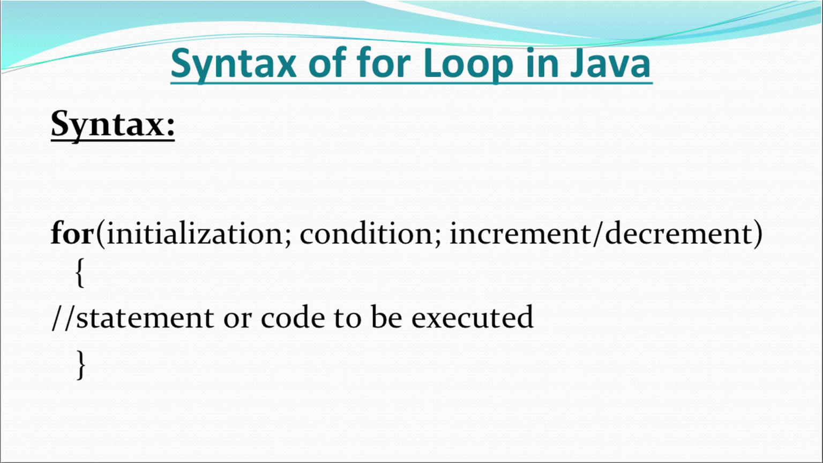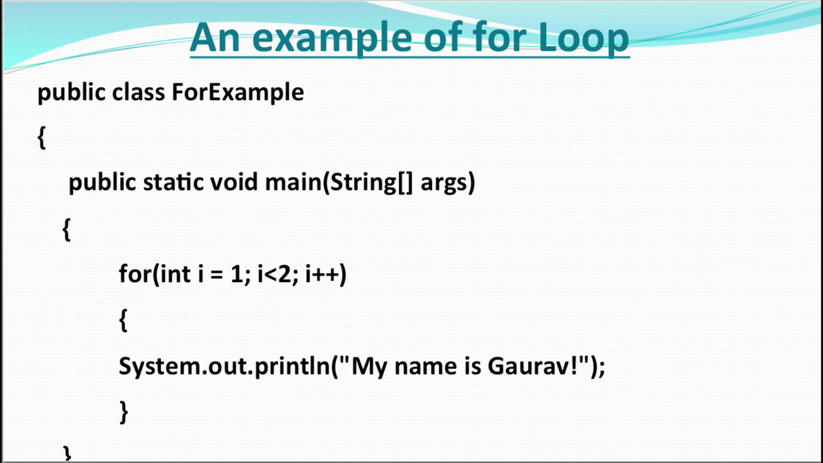All these three parts will be separated by semicolons. Semicolons show that there are three parts in this for loop, right? After that, in this for loop, we can see that there are curly braces. Inside these curly braces, there are statements or code which are to be executed.